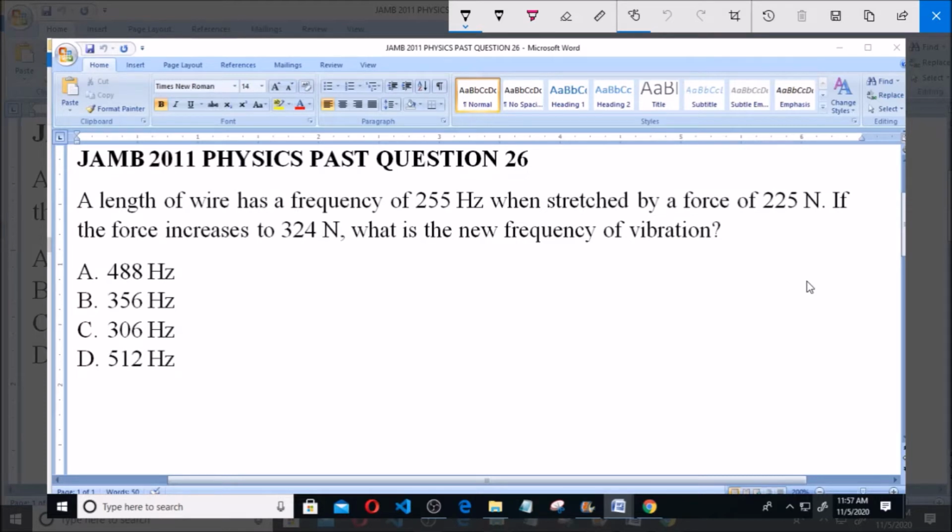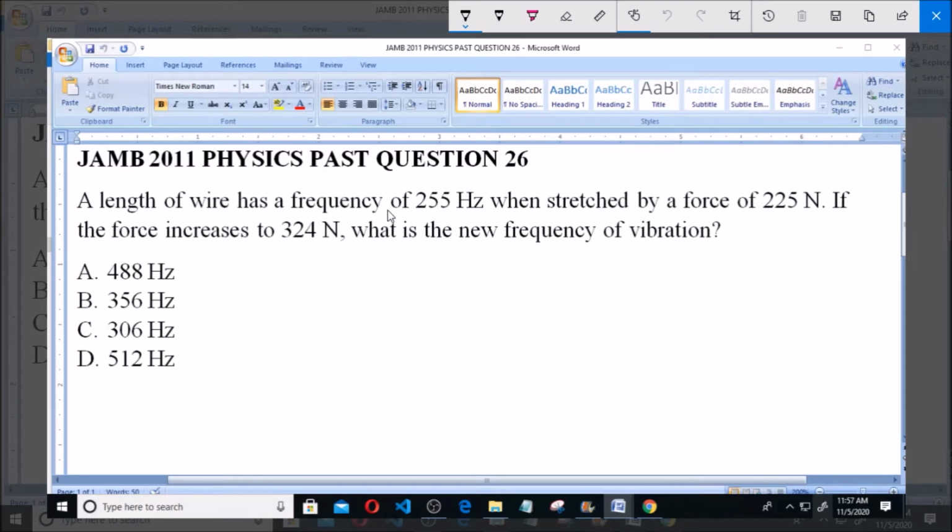A length of wire has a frequency of 255 Hz when stretched by a force of 225 Newton. If the force increases to 324 Newton, what is the new frequency of vibration? A. 488 Hz, B. 356 Hz, C. 306 Hz, D. 512 Hz.